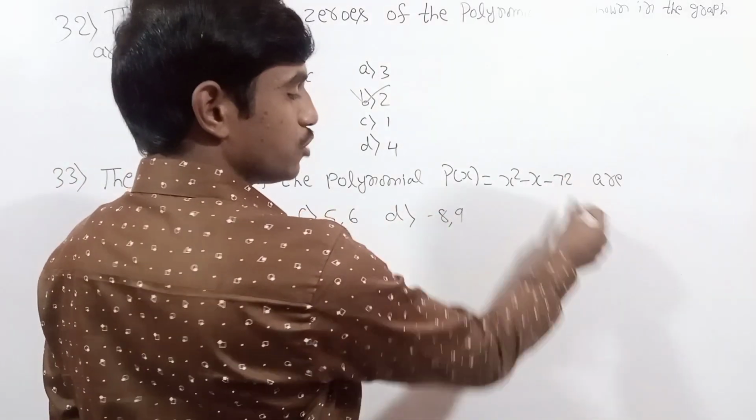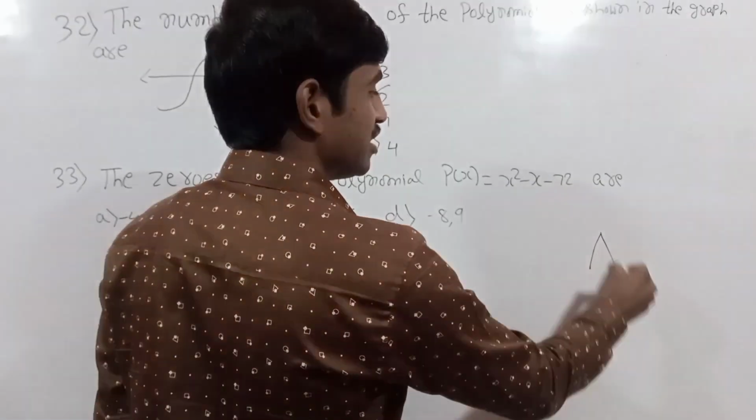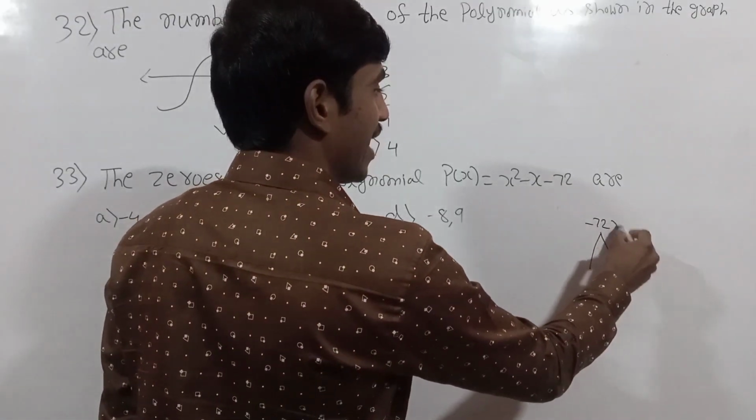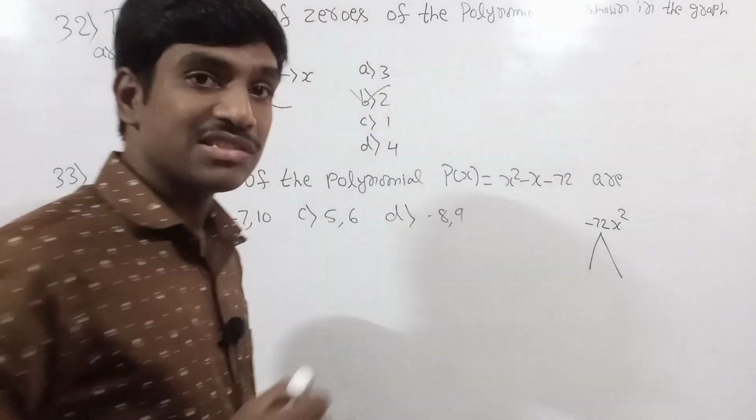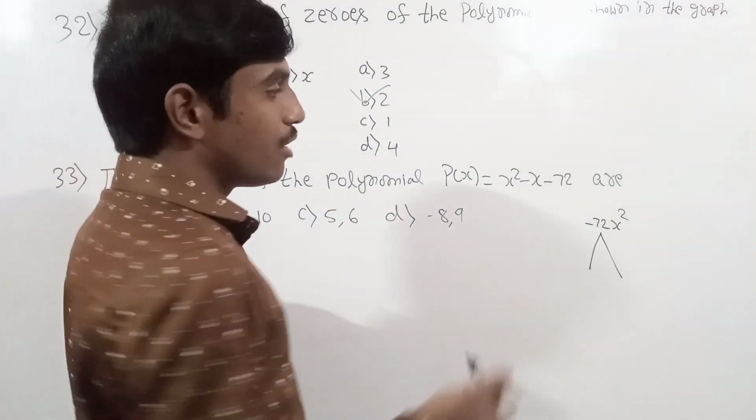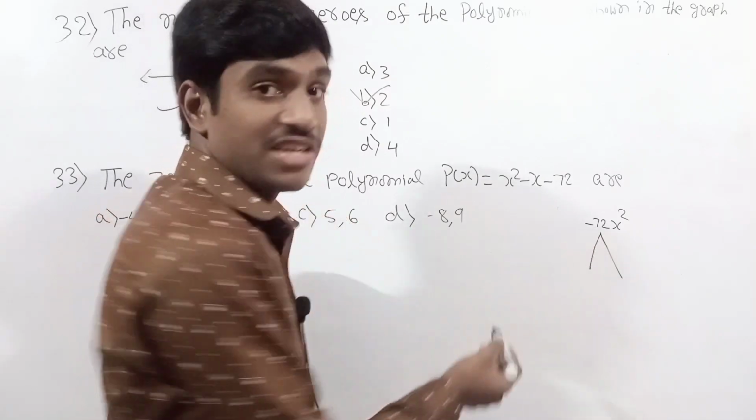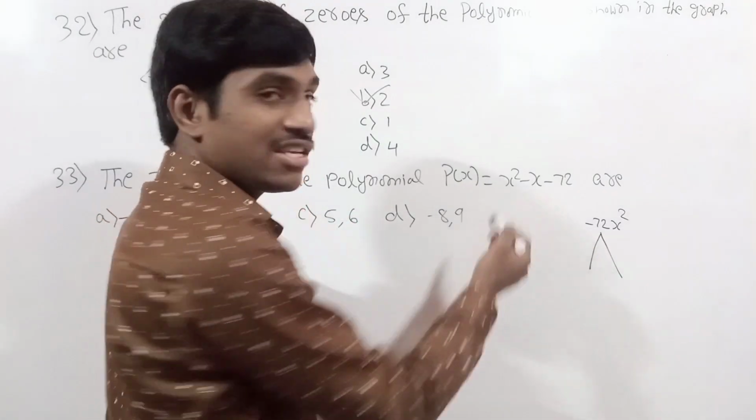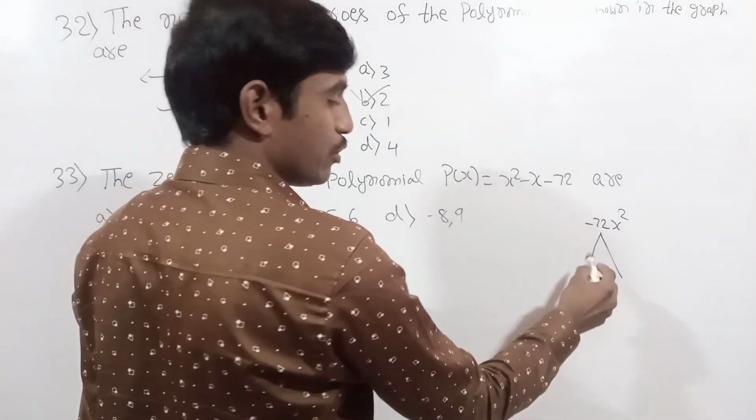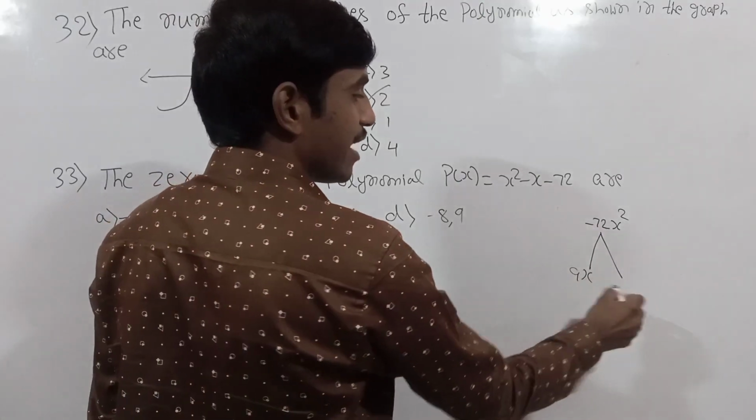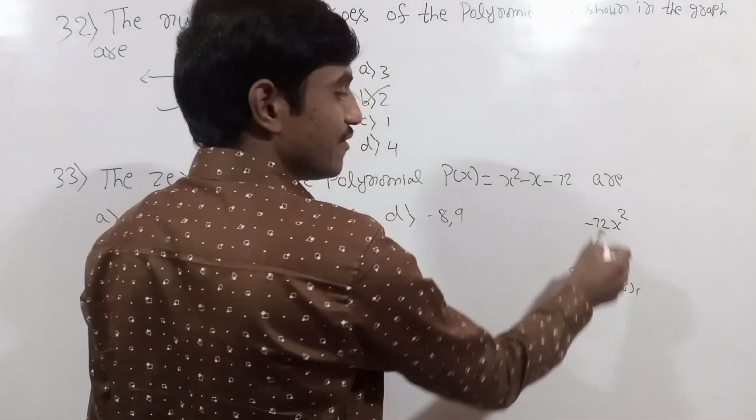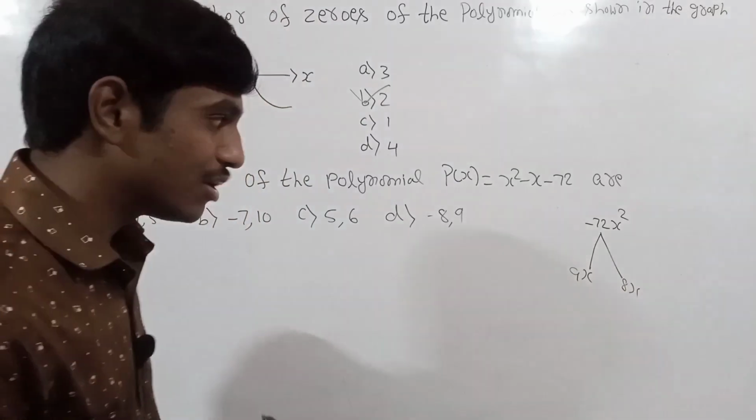So here minus 72 is there, so minus 72 x square. That means we have to find factors such that when we multiply we get minus 72 x square, and when we add we get minus x. So by looking at it, we can say that it is 9x and 8x, because 9 into 8 is 72, x into x square.